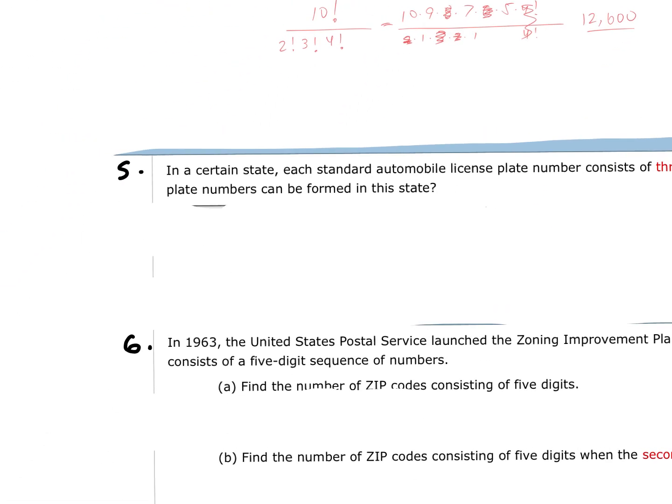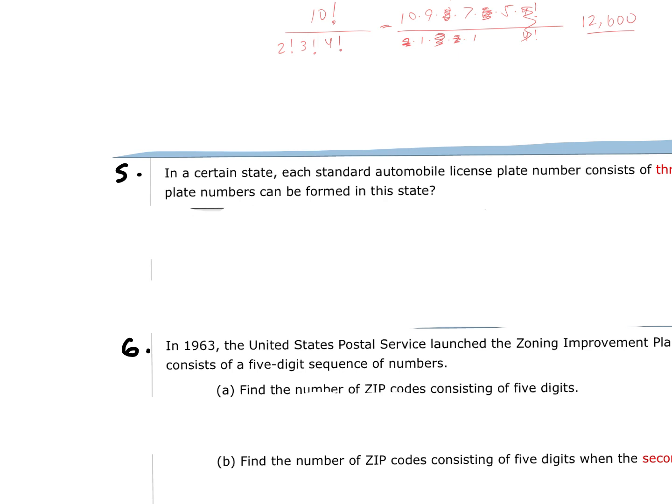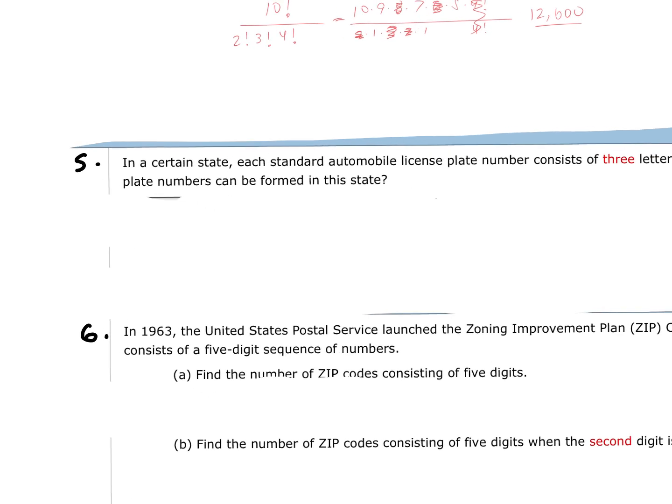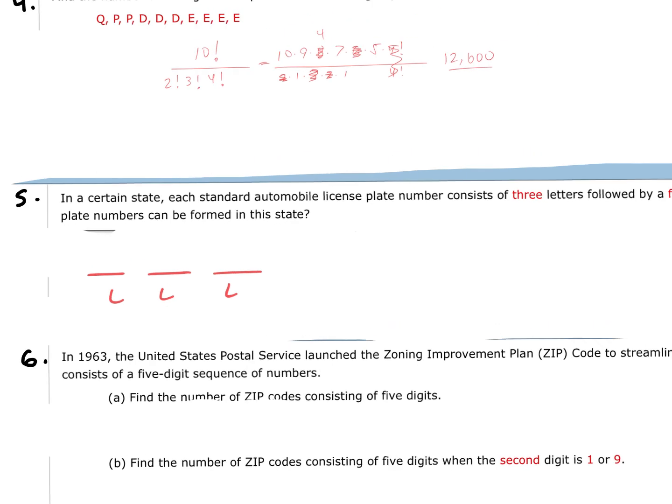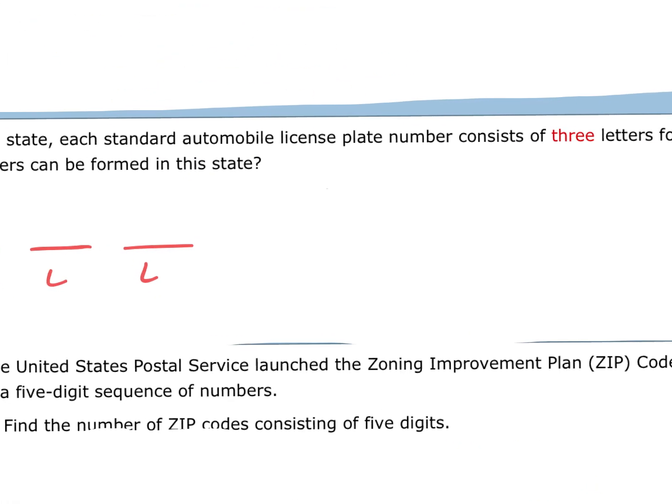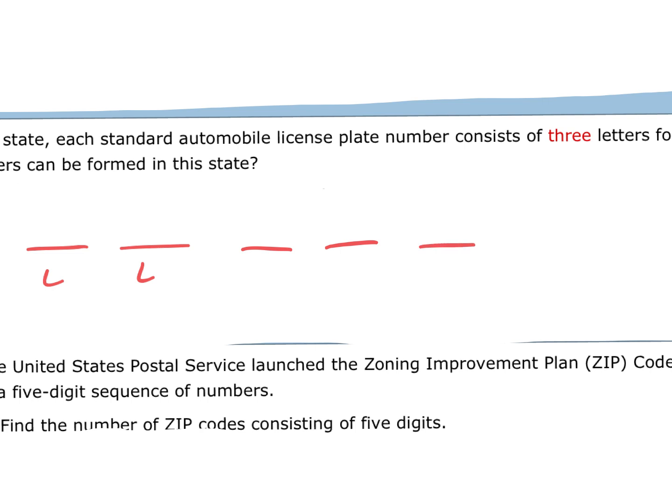We talked about these problems, and the only way that these problems can change is if you say a different amount of digits. Numbers can and cannot repeat if you put restrictions on things. In a certain state, an automobile license plate has 3 letters, so I'm going to put out 3 spaces, and I'm going to put an L underneath just to remind me that it's letters, followed by a 5-digit number. So 1, 2, 3, 4, 5.